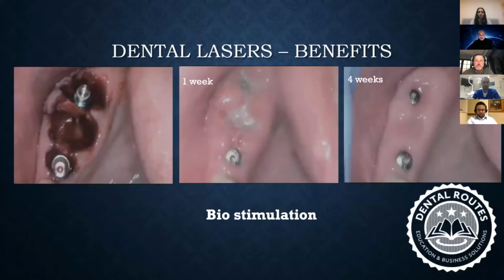And this is where the next slide shows where I've cleaned up the socket, placed the implant at the same time, augmented the whole area, and in a week's time, this is what I see as healing. There is no inflammation, there is no swelling, and the patient has had no pain whatsoever after such an invasive procedure. And at 4 weeks' time, it's amazing the way it looks. Nice pink with no inflammation whatsoever. And this is why I use a dental laser in almost all these kinds of scenarios.